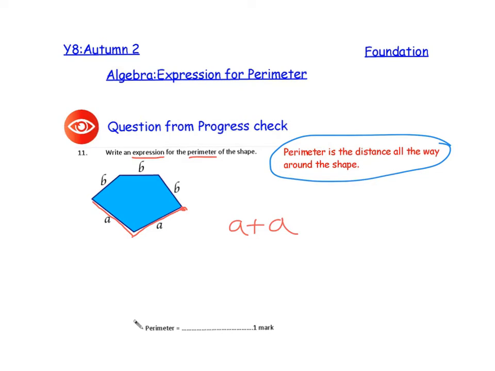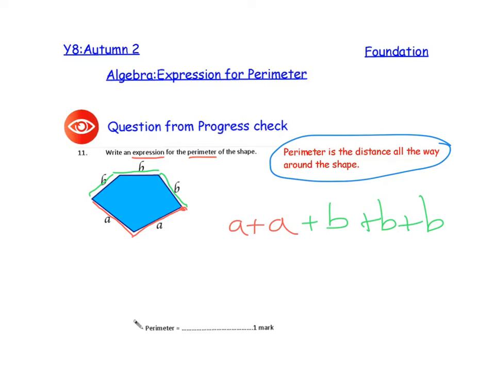Next I am going to go up, which is a letter B, so I'm adding on a B. Across the top is another B, so add another B. And back to where I started is B as well.